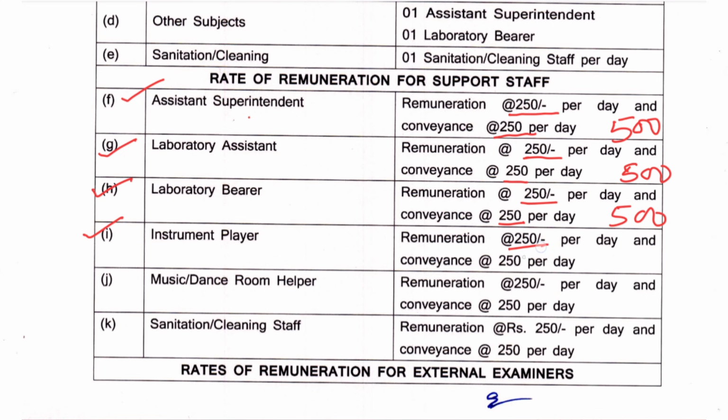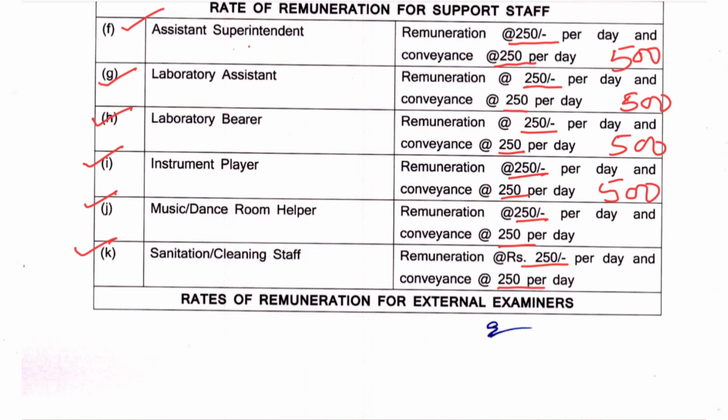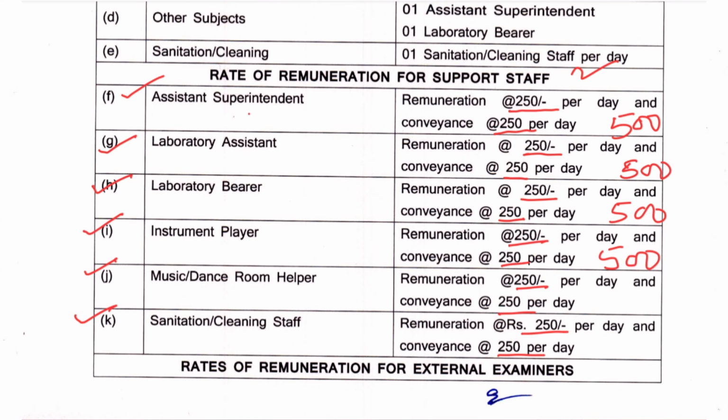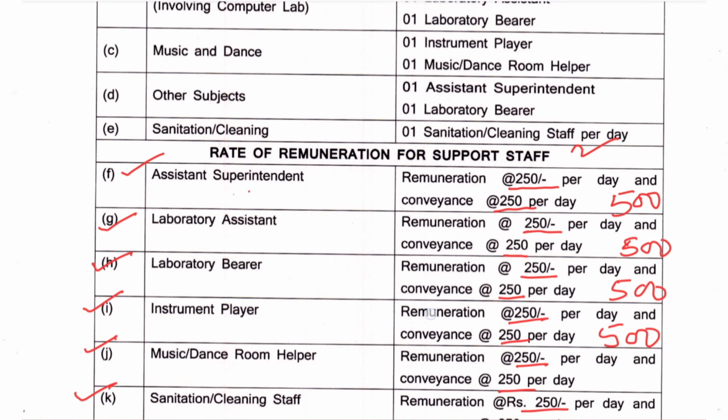Instrument player, they are also going to get 500 rupees per day. Music and dance room helper, 500 per day. Sanitary and cleaning staff, they are also going to get 500 rupees per day. This is for support staff which is provided by the school.